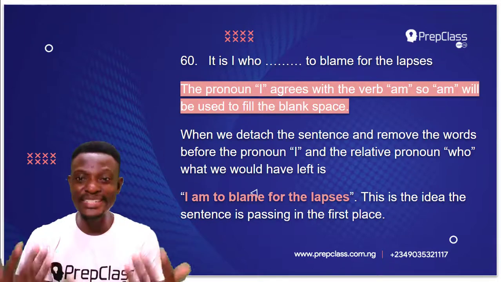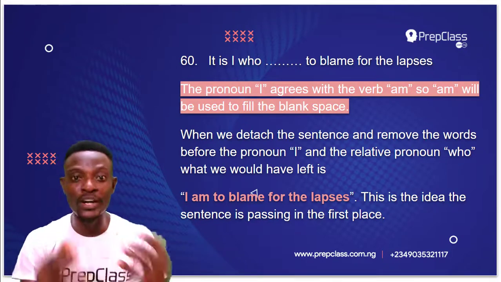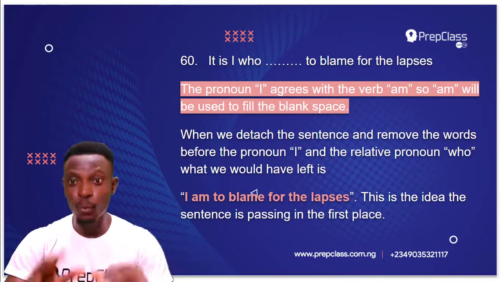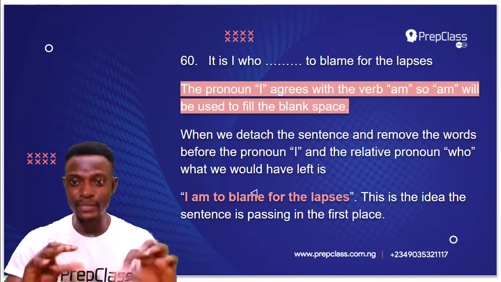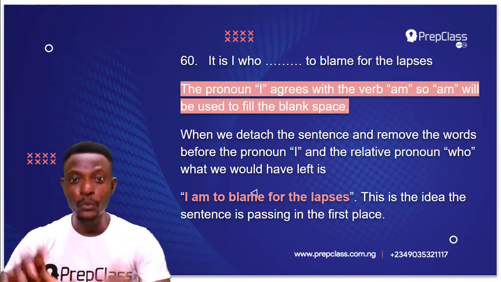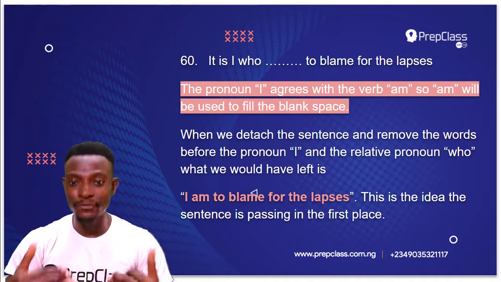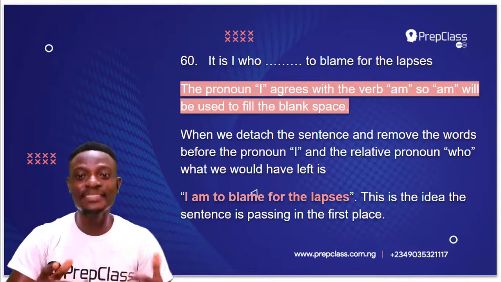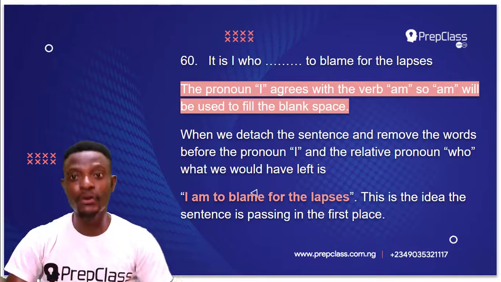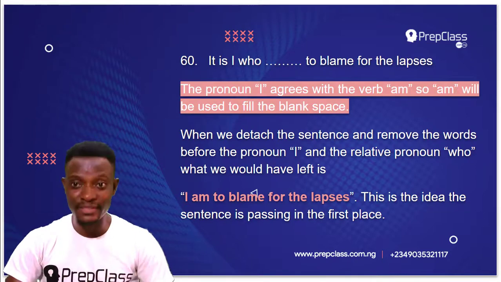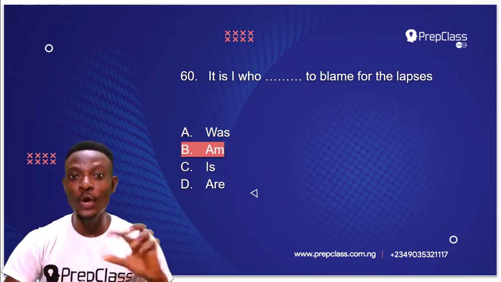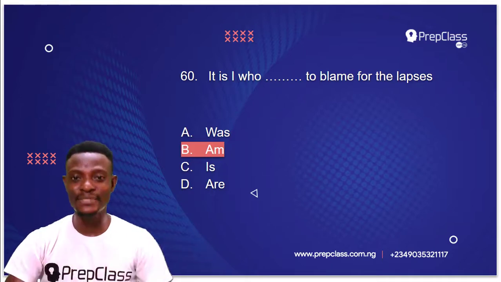Now, when we detach the sentence and remove the words before the pronoun I, which is it is, if we remove the words before the pronoun I and the relative pronoun who, what we would have left is I am to blame for the lapses. Now, this is the idea the sentence is passing in the first place. I am to blame for the lapses. It is I who am to blame for the lapses. So, the answer to this question is option B. It is I who am to blame for the lapses.